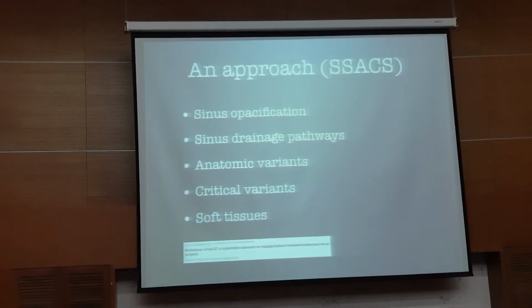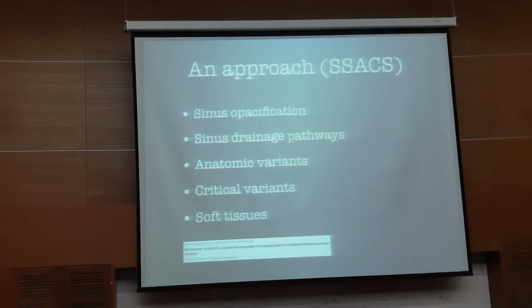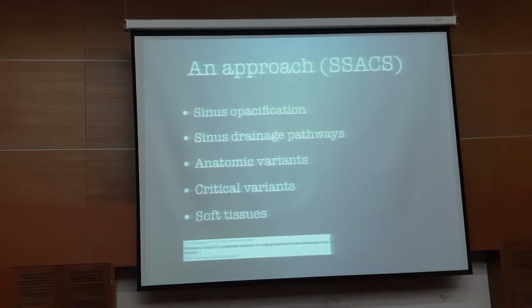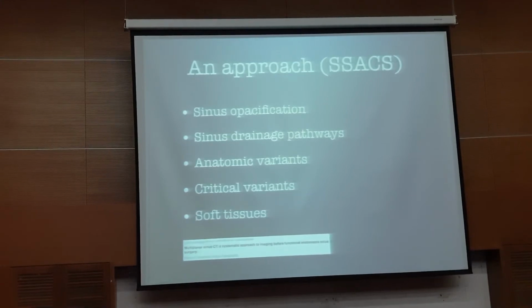pathways as well. Then anatomic variants, critical variants, i.e. variants that are critical to surgery. The difference between the two is that the anatomic variants are variants that don't really matter so much to the surgeon, but critical variants are the ones that do matter. Then probably you can have a look at the soft tissue as well.